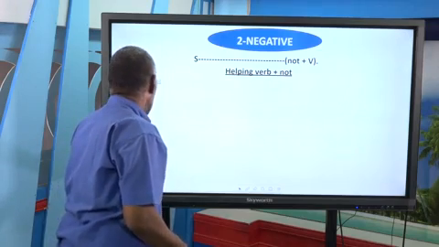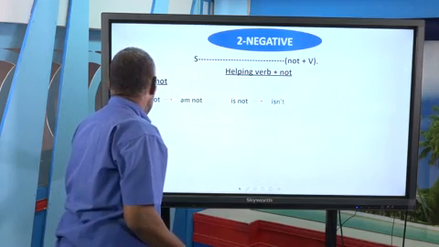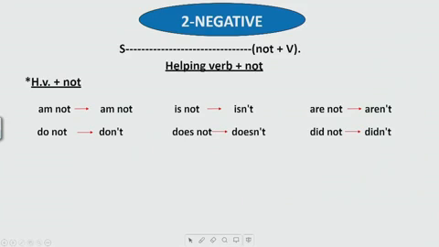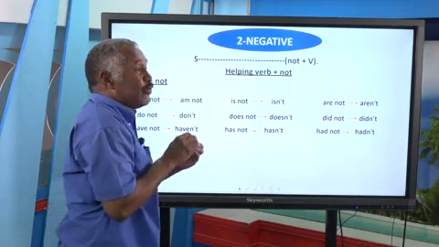Now, okay, here helping verb plus not. Am not. Do not. Is not can be written isn't. Are not, you can write it like this, and we can take out the o and put an apostrophe. Is not, are not, do not, does not, did not. Because why do we say here do and does and did? Because here we need a helping verb in the negative form.